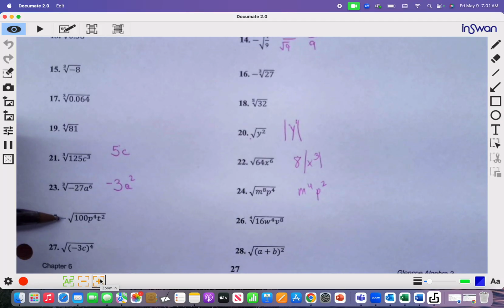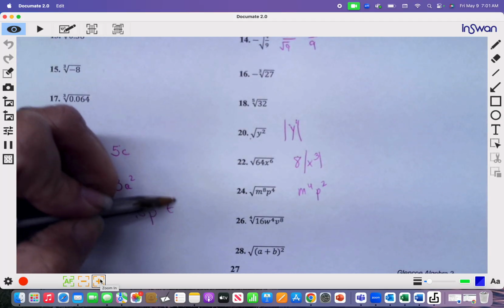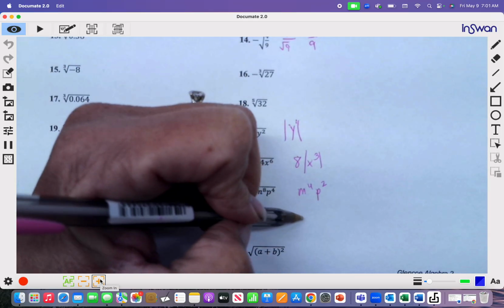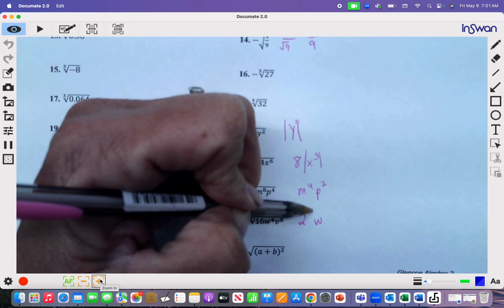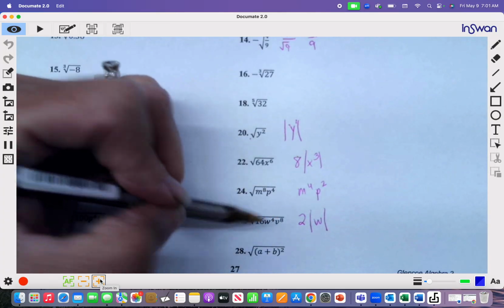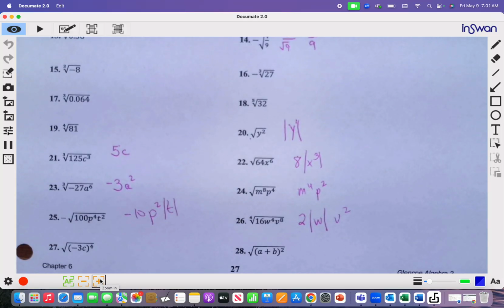My final answer is going to be negative on this one, so negative 10 p squared t. The t needs the absolute value. Here I'm taking the 4th root of 16, which is 2. This 4 divided by this 4 is 1, which is odd. Even then odd. And then 8 divided by 4 is 2, so then that is v squared.